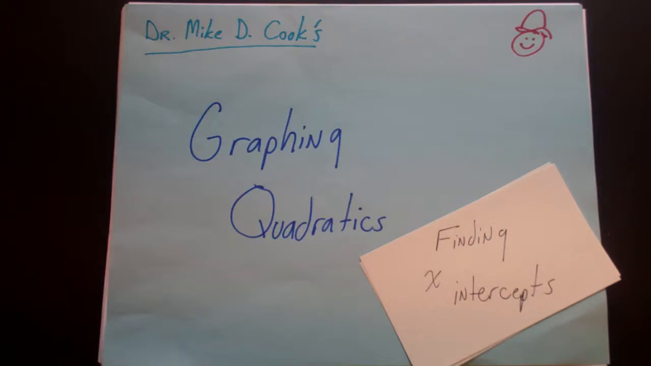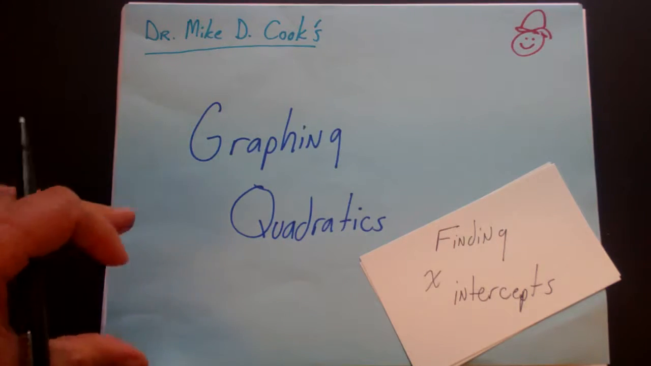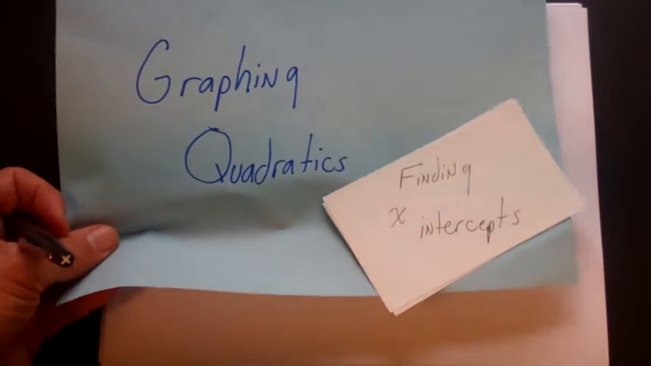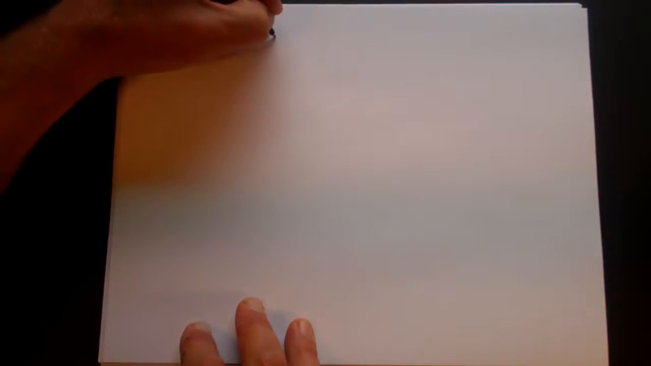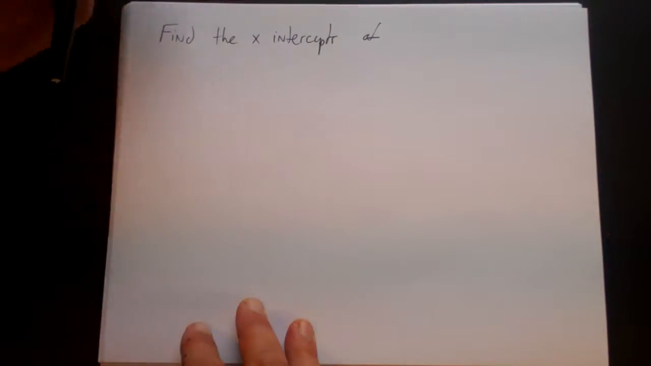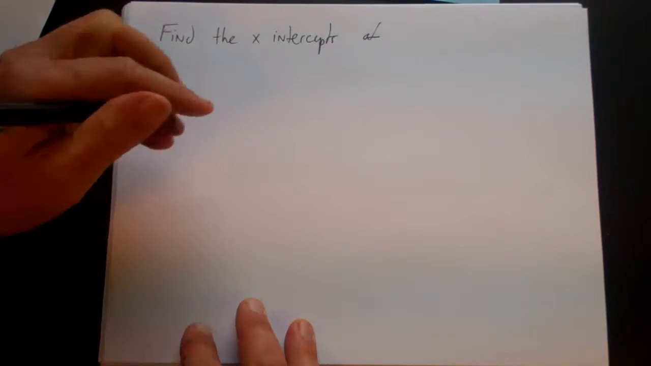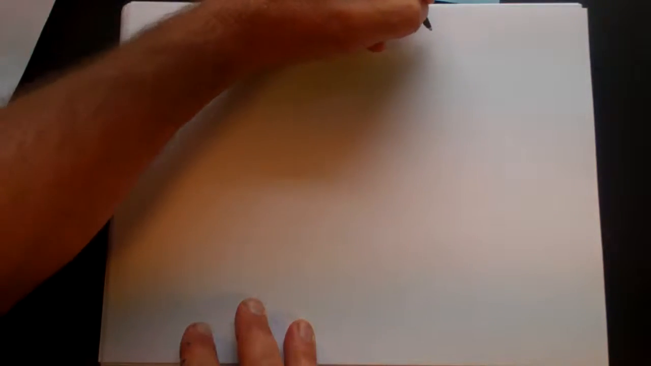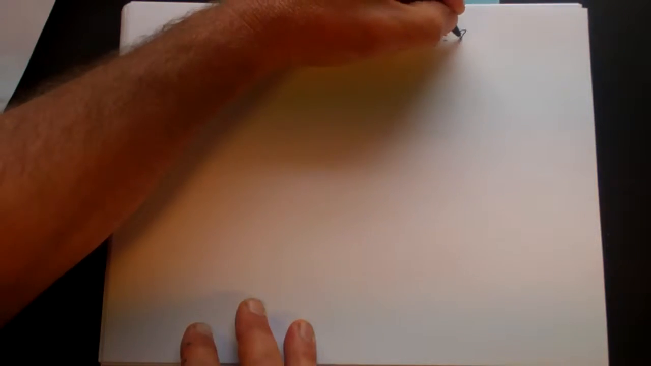This is another in the series of videos on graphing quadratics, and this video focuses on how to find x-intercepts given a quadratic function. So a sample problem might look like this. It might just be: find the x-intercepts of, and let's give a certain problem. Let's give f of x is equal to 2x squared plus 2x minus 24.